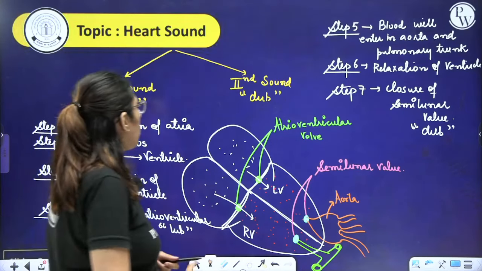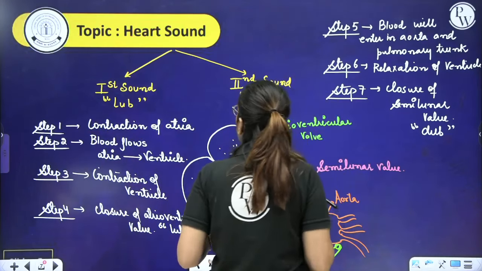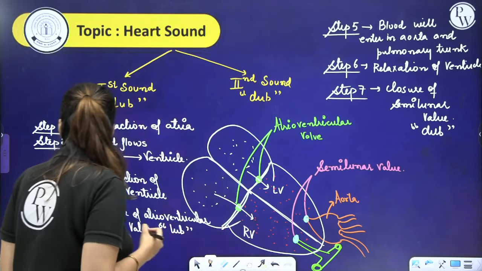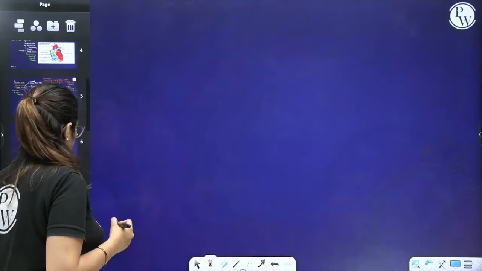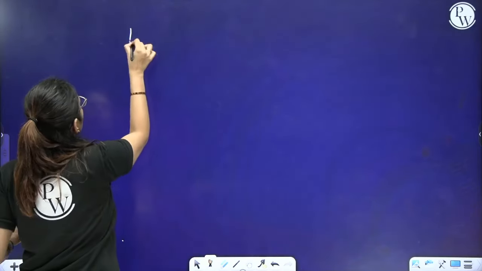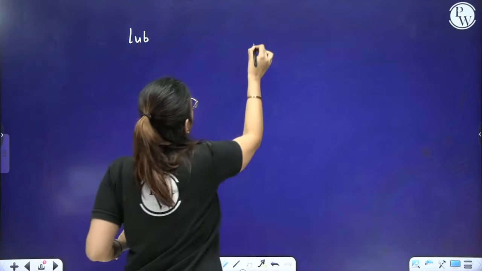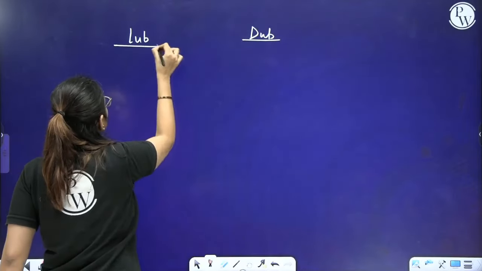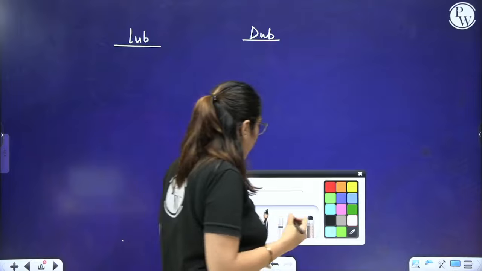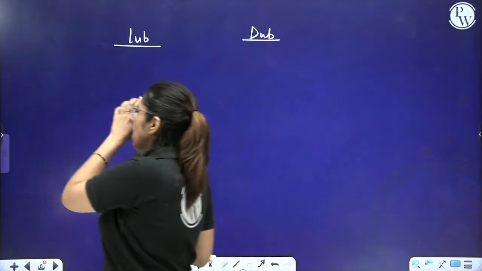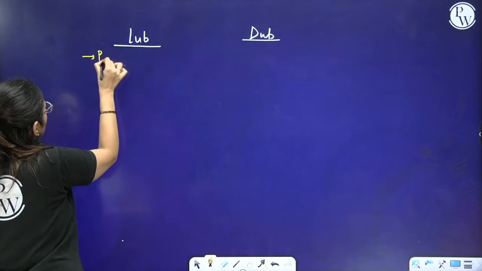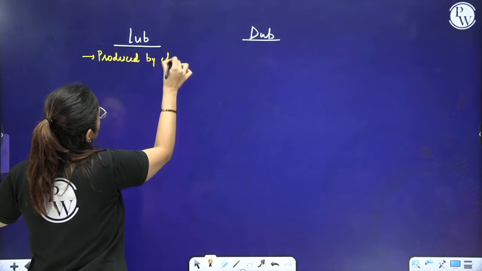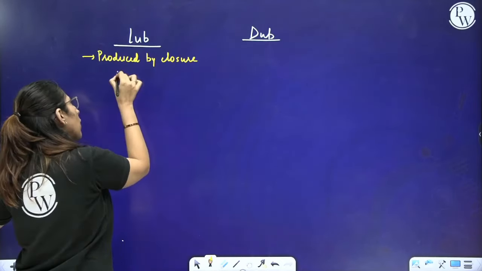Okay, buddies. So all these steps I told you. So let's write the difference between these two sounds, lub and dub. Here I'm writing lub. Here I'm writing dub. Clear? Now the lub sound. When it is produced, the lub sound is produced by closure of which valve?